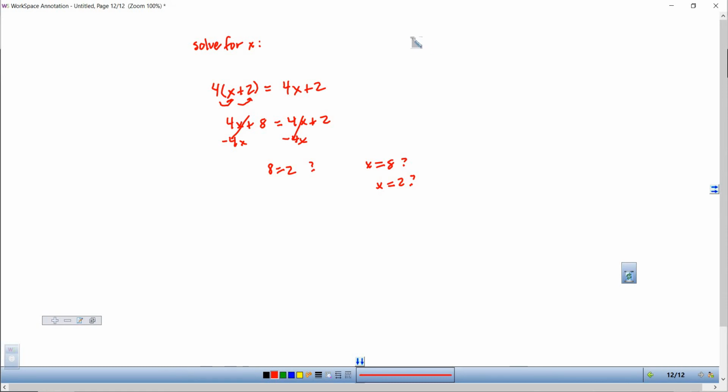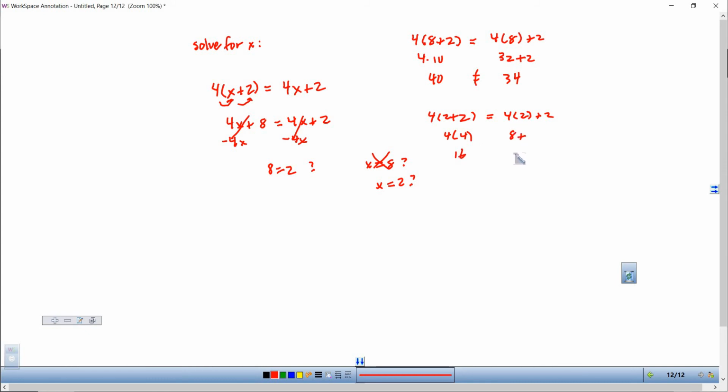Well, if I go back to my original equation, if I try 8, 4 times 8 plus 2 equals 4 times 8 plus 2. Well, this would be 4 times 10, which is 40. This would be 32 plus 2, which is 34. Well, they're not that far off, but they are not equal. So x doesn't equal 8. Well, maybe x equals 2. 4 times 2 plus 2 equals 4 times 2 plus 2. Well, let's see. That's 4 times 4, which is 16. And that's 8 plus 2, that's 10. Well, those aren't equal either.